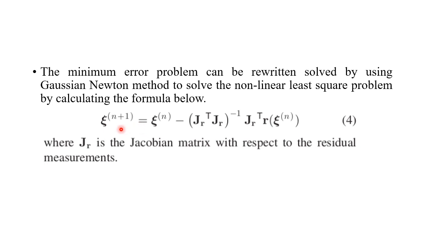We can now rewrite the minimum error problem from the previous slide into this equation because we already have the C, and then we only have to calculate the Jacobian matrix with respect to the residual measurements. And then we can solve this using the Gauss-Newton method to solve the nonlinear least squares problem.